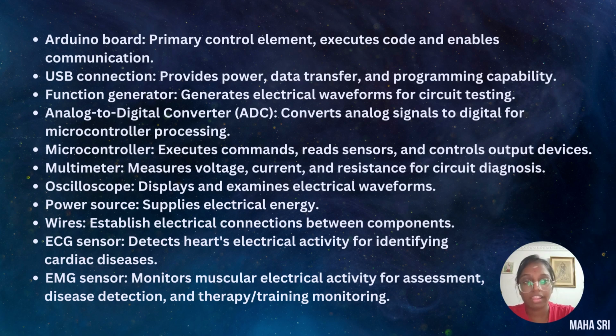In the medical field, the electrocardiogram ECG sensor detects the heart's electrical activity through the skin. Electrodes help in identifying heart disease. The electromyograph EMG sensor monitors the electrical activity of muscles, helping in assessment of muscle function, disease detection, and therapy or exercise monitoring. Both ECG and EMG sensors are critical diagnostic instruments in medicine.